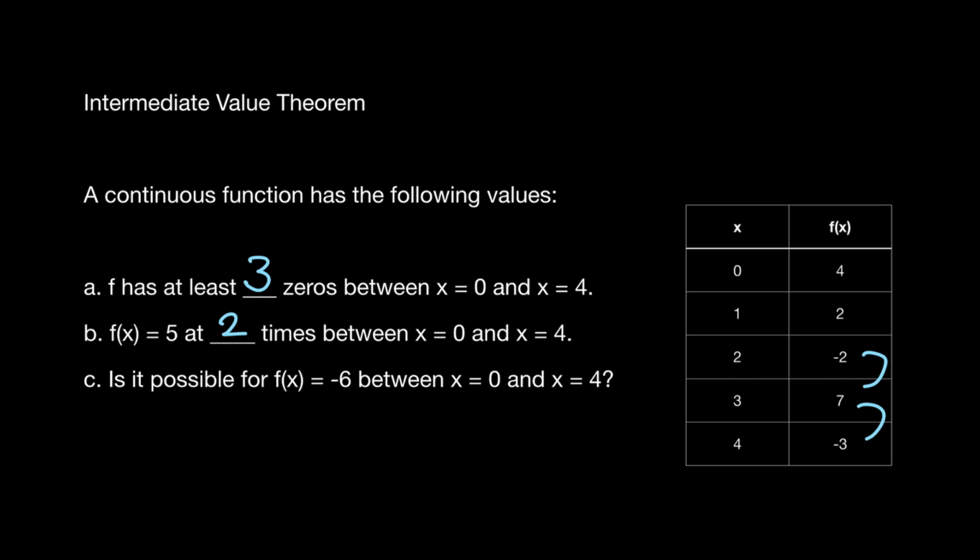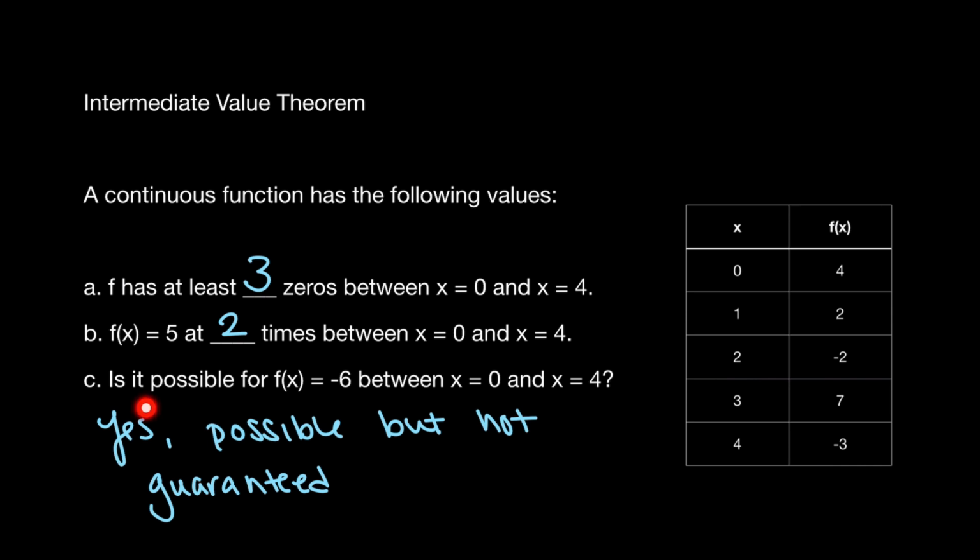Finally, my last question, is it possible for f of x to equal negative 6 somewhere between 0 and 4? Looking at these outputs, I see they're all bigger than negative 6. I don't see any numbers that are smaller than negative 6. But the question is just asking me, is it possible? And the answer is, well, yes, it's possible, but it's not guaranteed by the intermediate value theorem. I would have to have a number that's smaller than negative 6 to guarantee that I'll have a y value of negative 6.